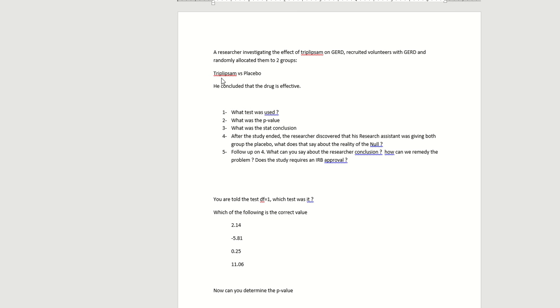He concluded that the drug is effective. So that is his conclusion, and that's all what you're provided with. And then you have a list of questions. So the first question says, what test was used?